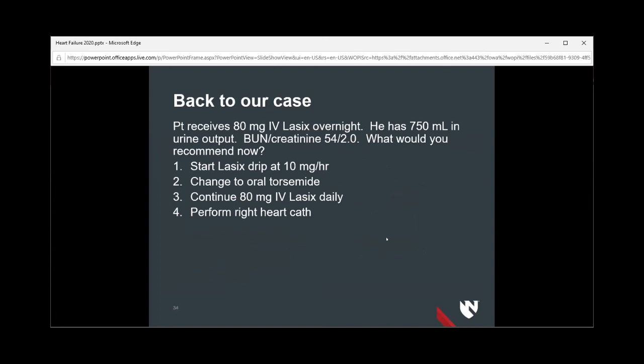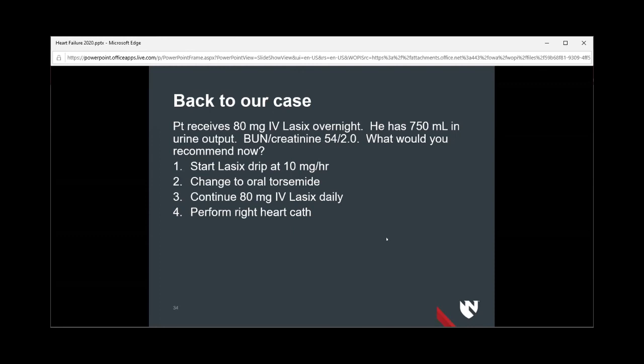So now we're going to go back to our case study of our 65-year-old with coronary disease. He received 80 of IV Lasix overnight. He had 750 in urine output, and his BUN and creatinine are stable, so stable to a little up. So what are some things that you would think might happen?